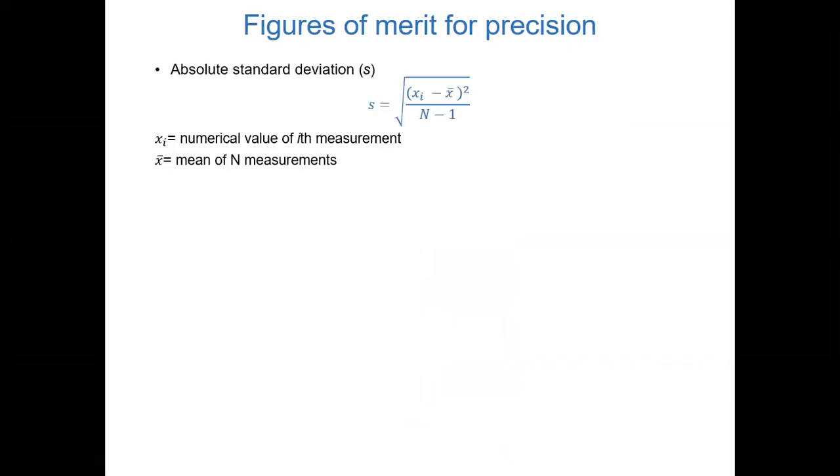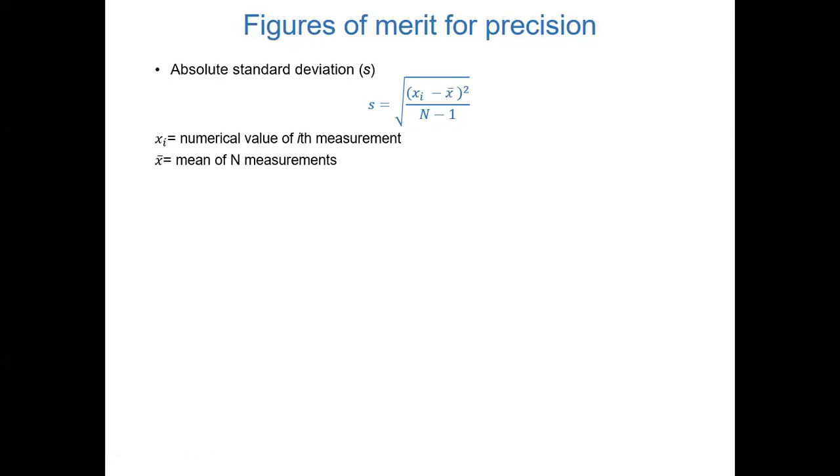And then let's discuss what are the figures of merit for precision. These figures of merit came under, I listed down in that table in the first slide. So let's discuss the figures of merit for precision in detail. The first one is absolute standard deviation. Absolute standard deviation represented as the lowercase s or simple s. So this is the equation we can use to calculate the absolute standard deviation.